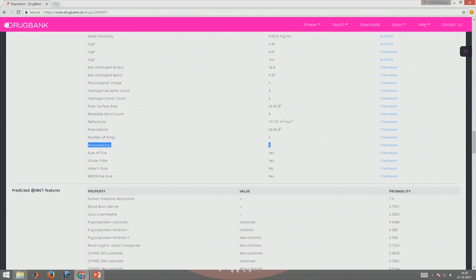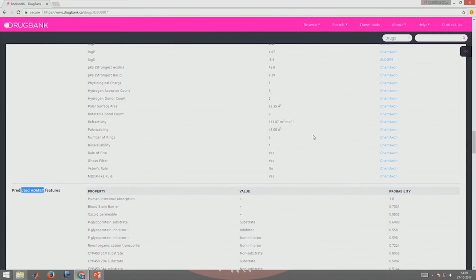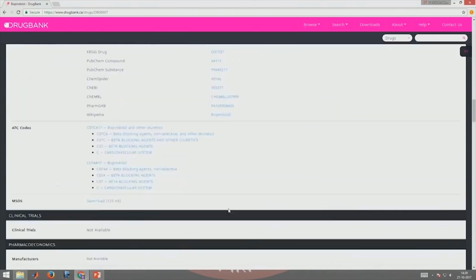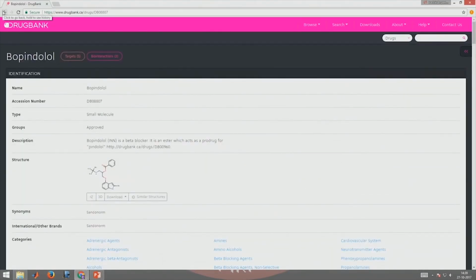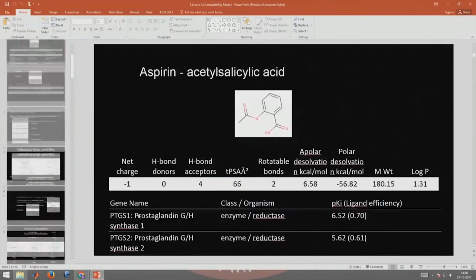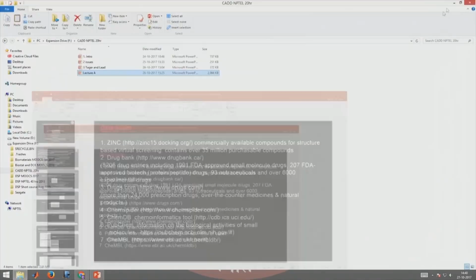Then as you can see, predicted, that means computationally predicted ADME properties: absorption, distribution, metabolism, excretion, and T is toxicity. So, it gives you information using software. I think they predict a lot of properties. As you can see, different types of properties are being predicted, and they are all given here. So, if I want to do some analysis studies, this type of information is very useful. So, DrugBank is another useful database. Then we also have, as I said, another database, that is drugs.com. So, let us look at that also.